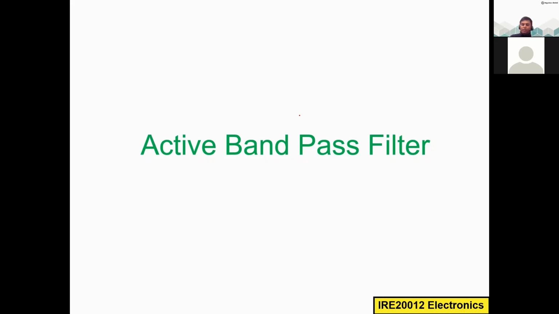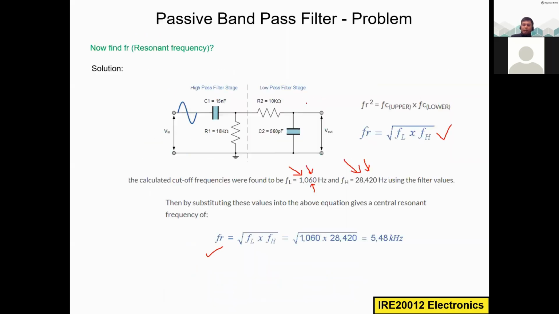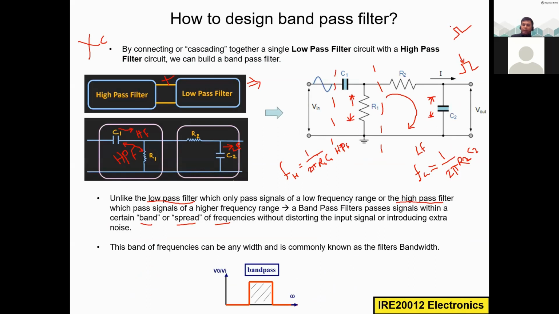Active band pass filter is the same as the passive one, just we are going to use active components together with the passive components. So why are we going to this active band pass filter? The bandwidth or frequency range of the filter can be very small or selective, or it can be very wide and non-selective, depending upon the value of R and C. We had already seen that. So the bandwidth of the pass band can be narrow or very wide, depending upon the value of the resistors and capacitors.